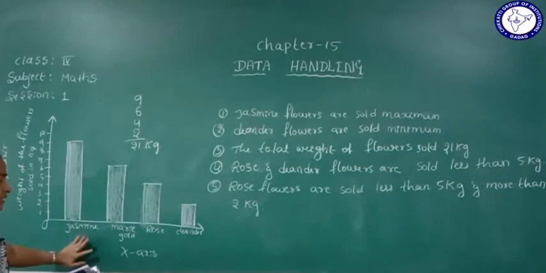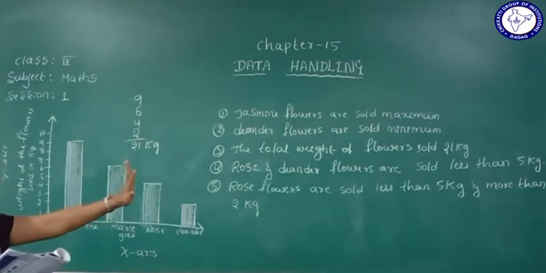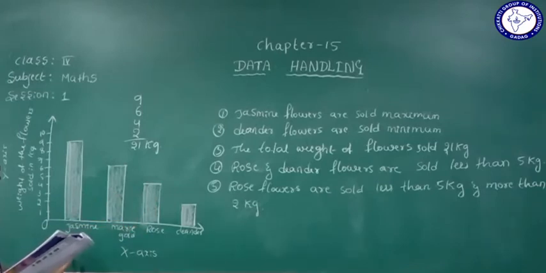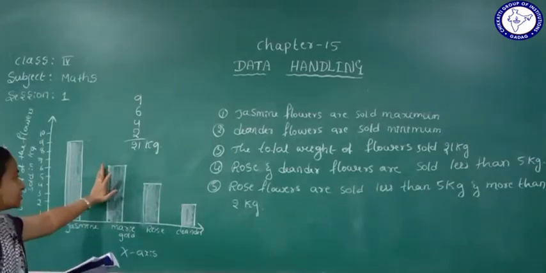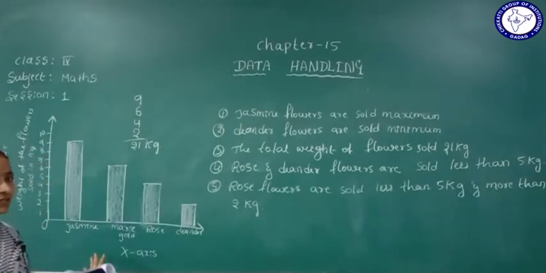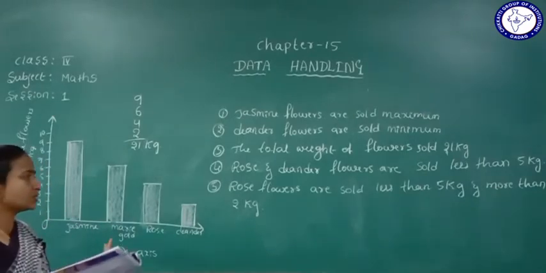So in this chart, they gave 5 questions, and we gave the answers to those 5 questions. By observing the height of the bars, we can find out the details, how many kgs of flowers. Here they mention the weight of the flowers sold in kgs. Total kgs of flowers is 21 kgs. Understood this one?